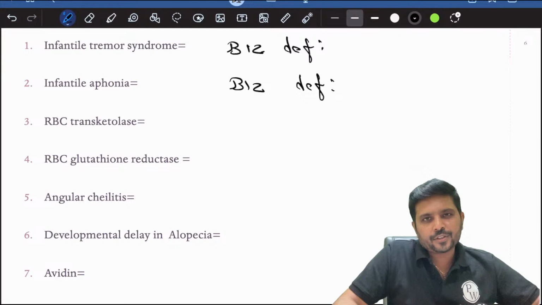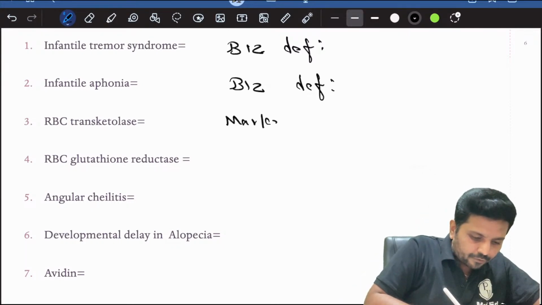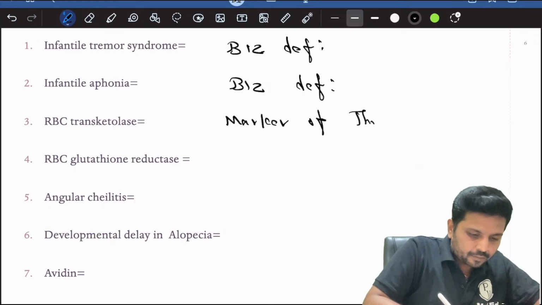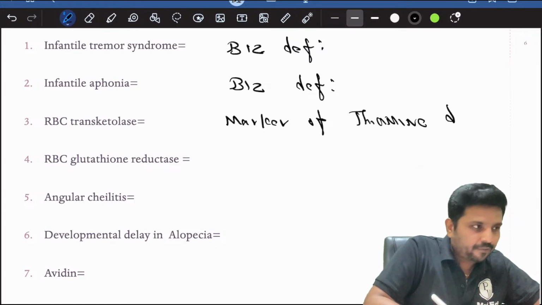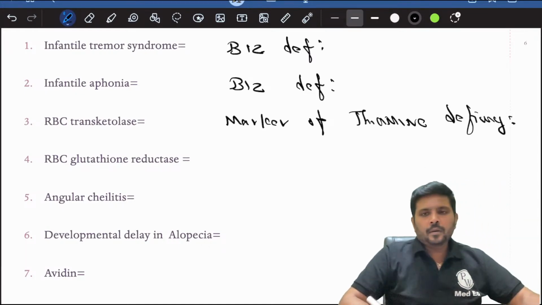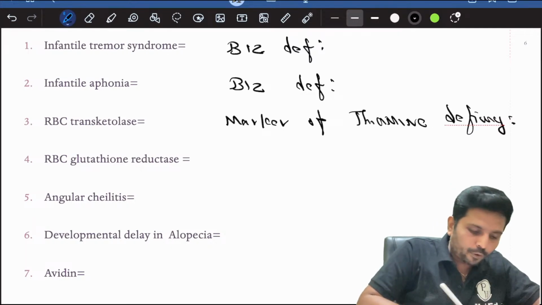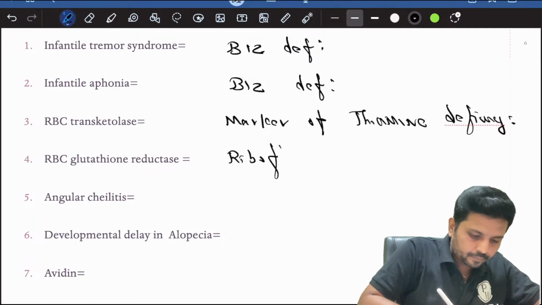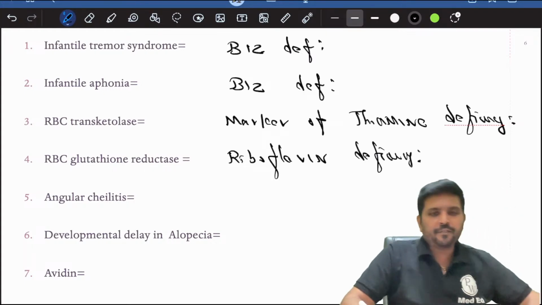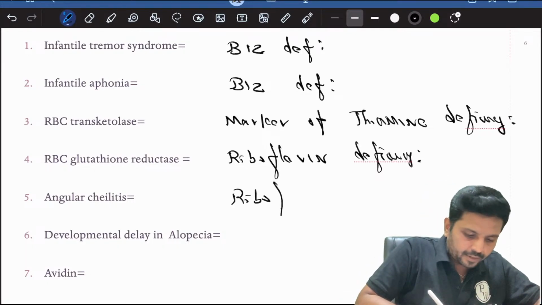RBC transketolase is the marker of which vitamin deficiency? Marker of thiamine deficiency. Whereas RBC glutathione reductase is a marker of which one? Riboflavin deficiency. Angular cheilitis, again riboflavin deficiency.